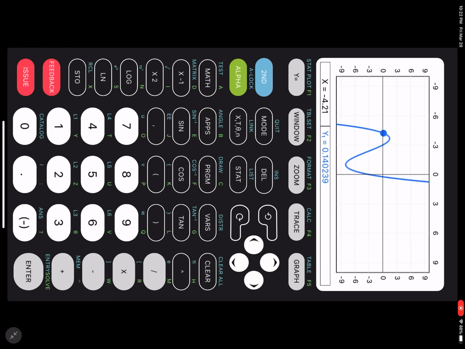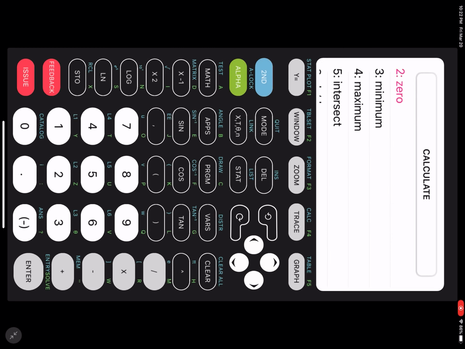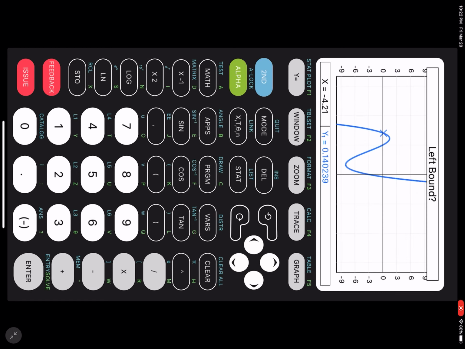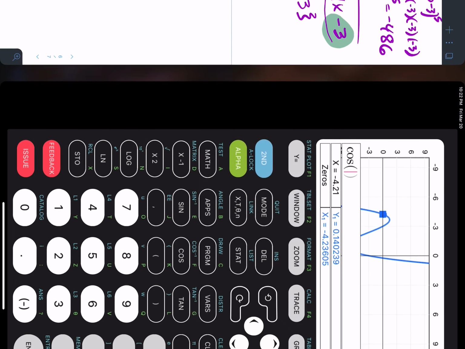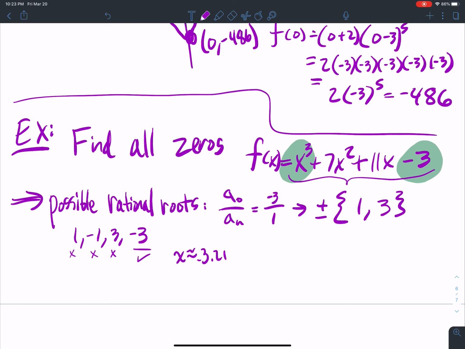Hold up. I think I might have messed up here. Okay, let me go back. Second calc, 0. So I want to go on the left side, then the right side. Okay, negative 4.236 is the 0 here. Negative 4.236. This is just a little weird. Negative 4.23, something like that. 6 or something, I don't know. Okay.